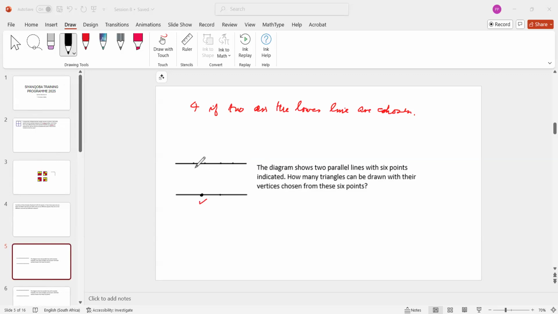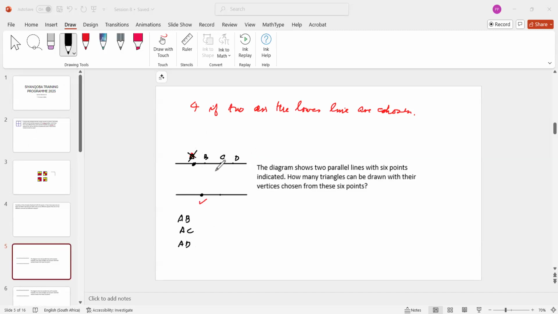Now, how many ways can you choose 2 points in the top line? I'm going to count the number of ways. Suppose these points are named A, B, C, D. So with this choice, I could have chosen AB. That will give you one triangle, those 2 vertices. Or I could have chosen AC. Just make sure that A is chosen: AB, AC, AD.